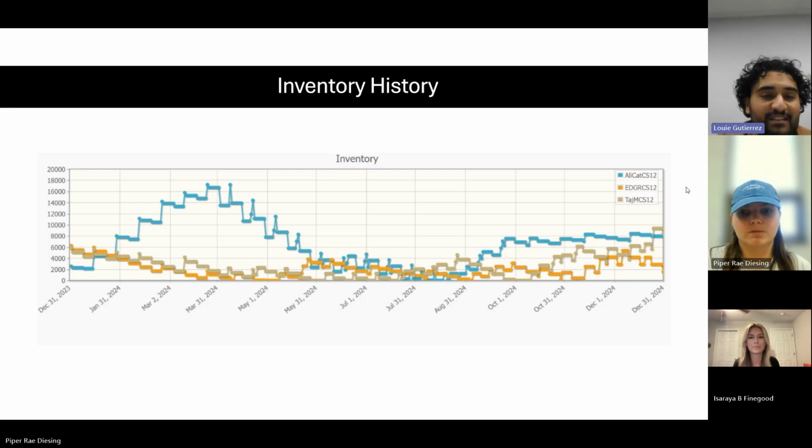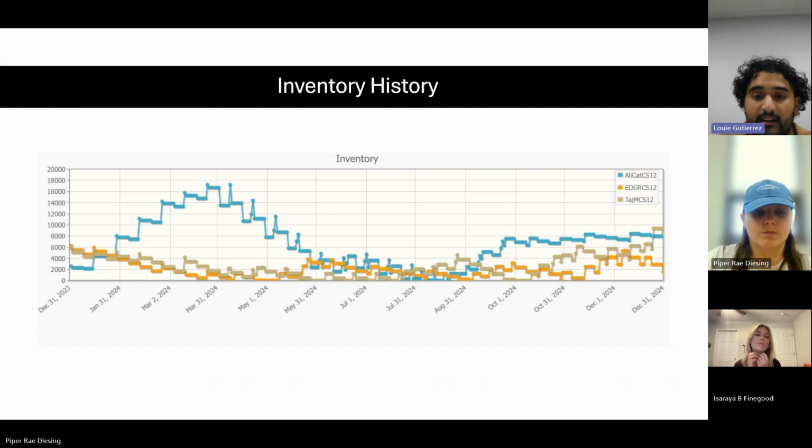Okay, there we go. So this is our inventory history from the actual simulation. Alley Cat, just its production selling throughout the beginning of the year, then dropping in the summer because it's selling. It's selling as soon as we put in orders, it just keeps on selling. And then same for Taj Mahal and Edgar. They're just steady throughout the months, throughout the beginning of the year. I think we did pretty good with keeping it on track just for the simulation. I think we did pretty well.